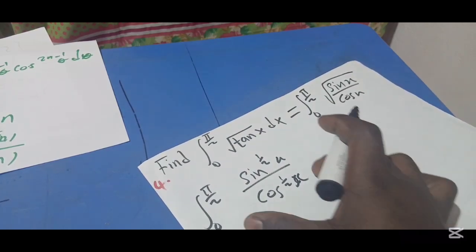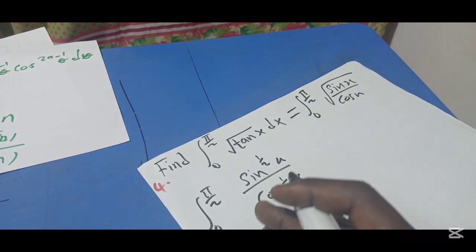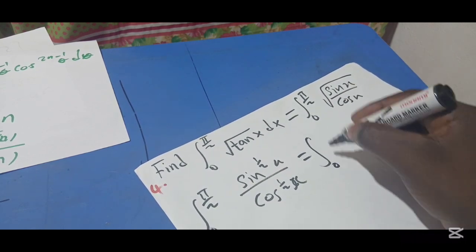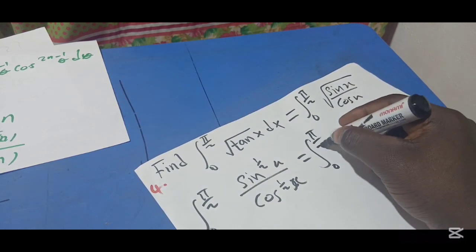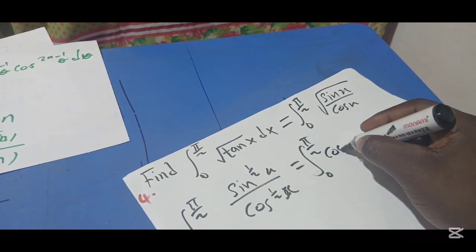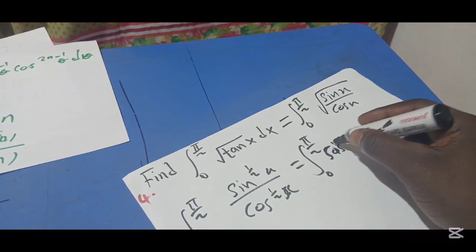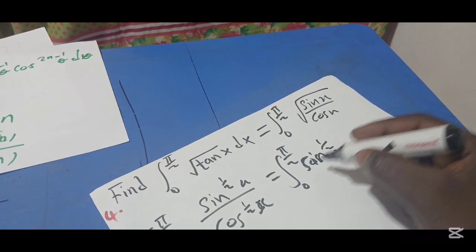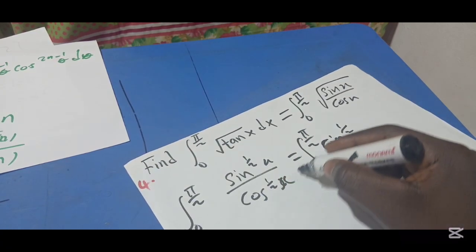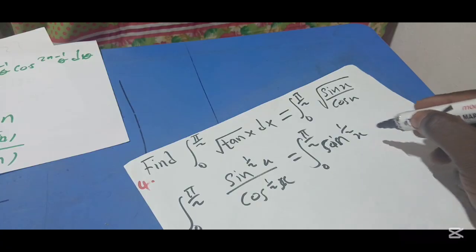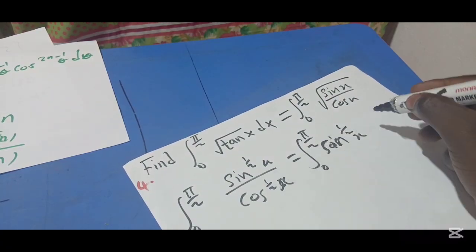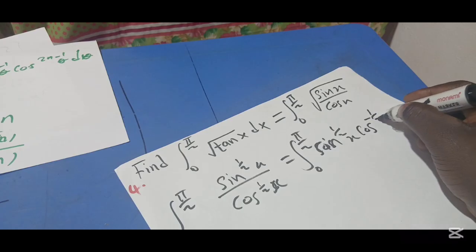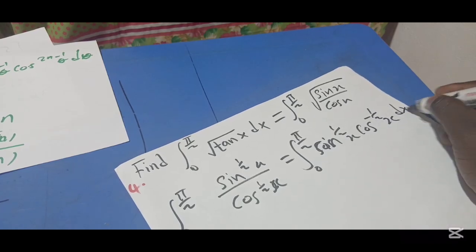So we want to get away with the fraction so that our problem will be simpler. So we just write this integral from 0 to pi on 2 of sine x, cos to the power minus half x dx, because we are bringing this term up, so we just negate the exponent.